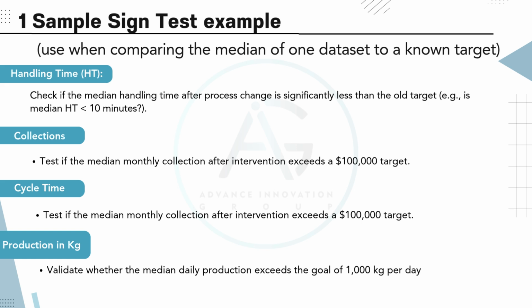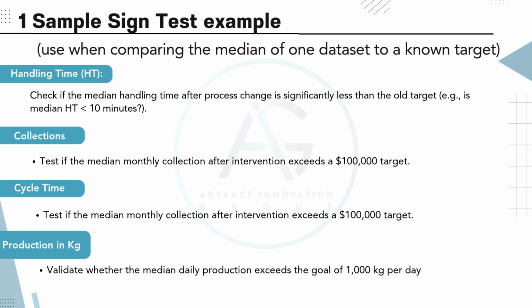Production in kg. Here, we want to validate whether the median daily production is greater than a specific target. Let's say 1,000 kilograms per day. If the data distribution is skewed or has outliers, the one-sample sign test becomes a better choice over a parametric test.